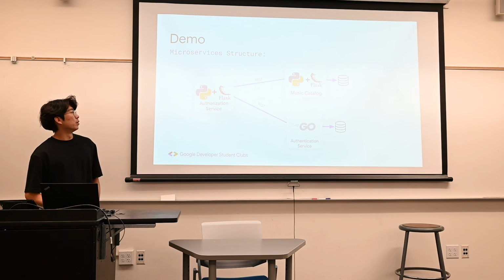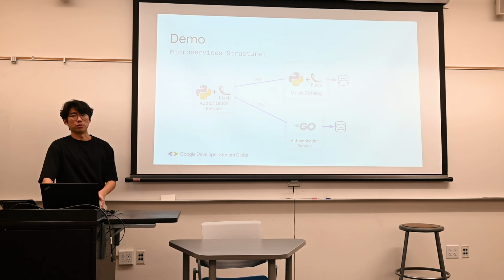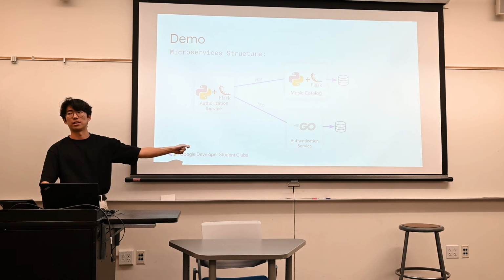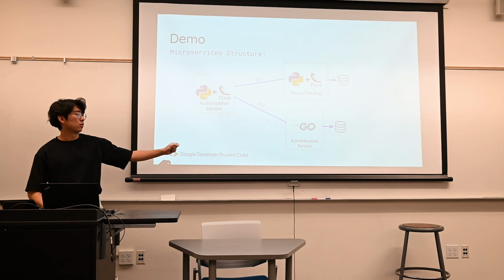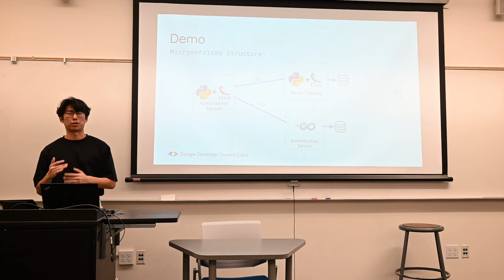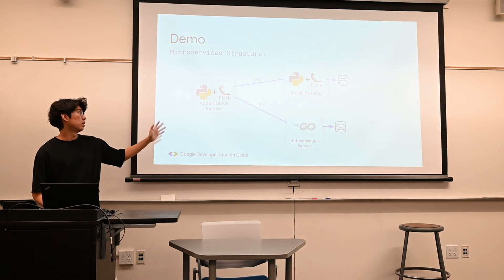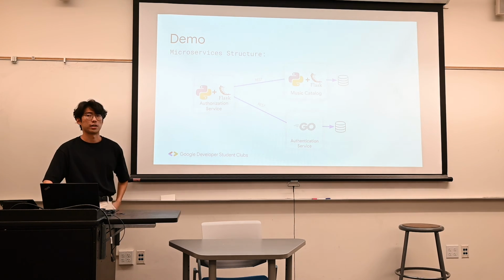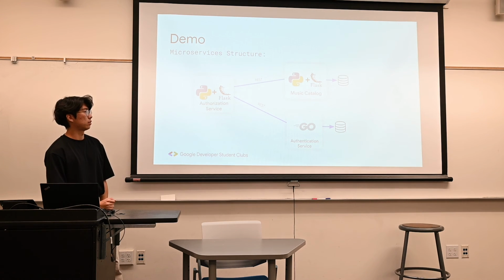And right now I'm going to do a demo with 3 different services, right? One would be the authorization service, which will do the login stuff. And then after logging in, you send the information to the authentication service that I wrote in Go, which will check through a database if the credentials are correct, and if it's right, we'll go back to authorization, and then the authorization service will allow the user to go to the music catalog service that I also wrote in Python and Flask.